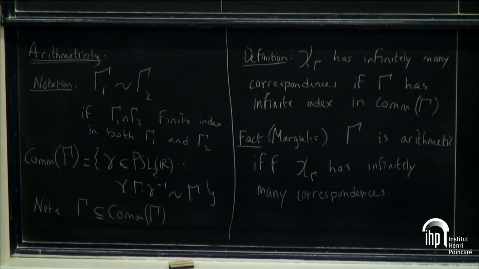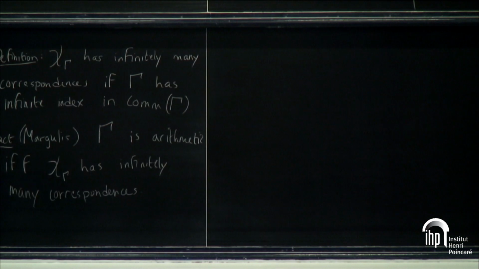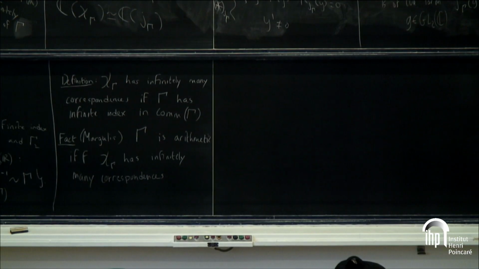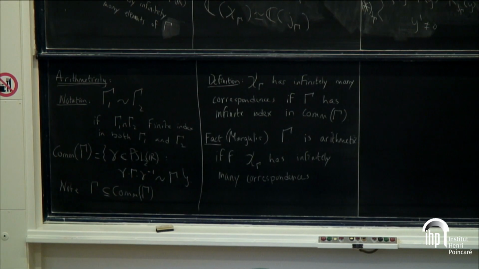Okay, so this was a quick review of Fuchsian groups. And so now that allows me to state what the main problem is.